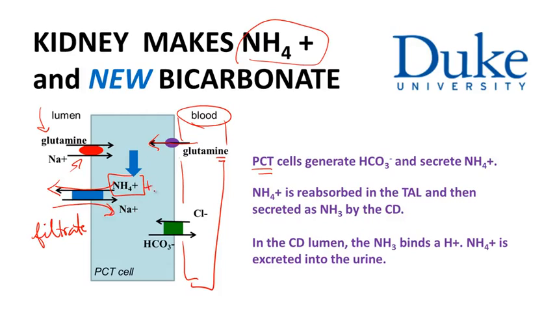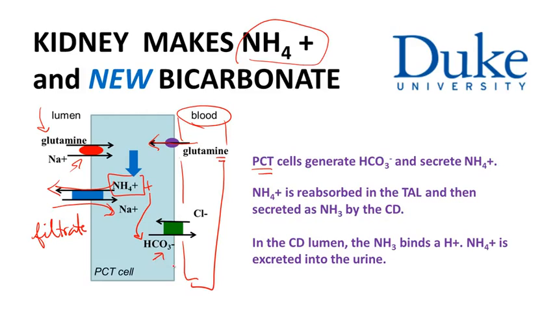In addition to making the ammonium ion, we also are making bicarbonate. And that bicarbonate, this is new bicarbonate, that new bicarbonate then is extruded from the cells using the chloride bicarbonate antiporter. And that's what's shown here.